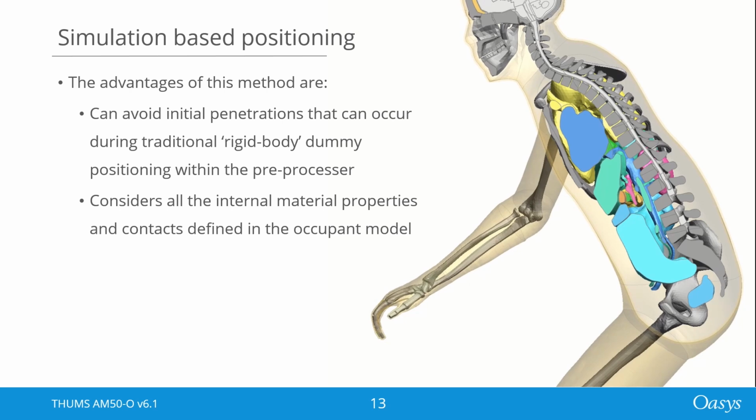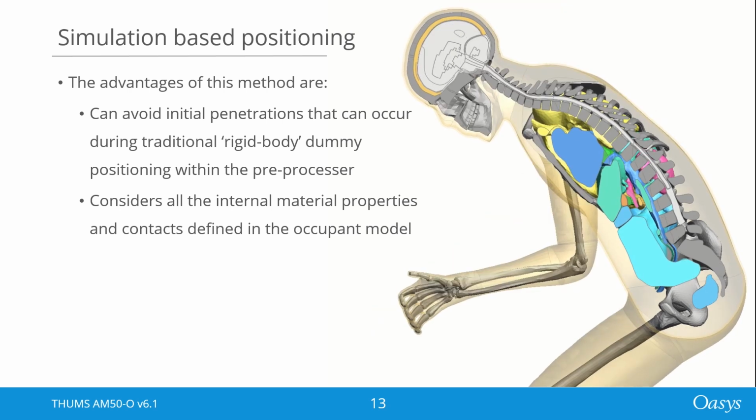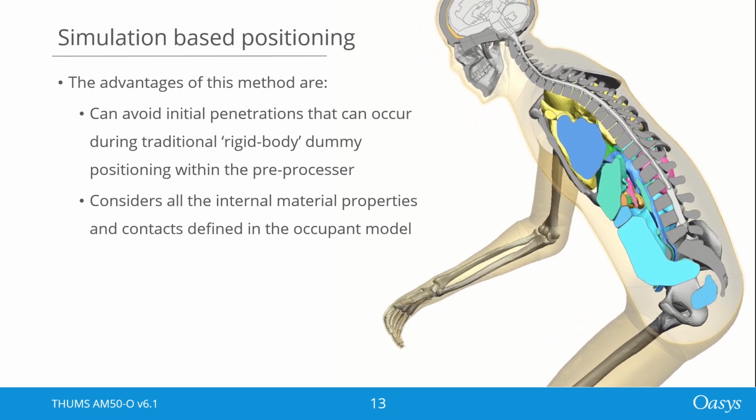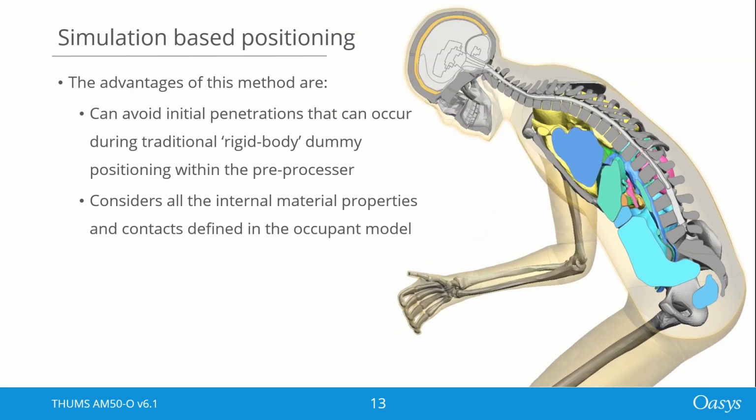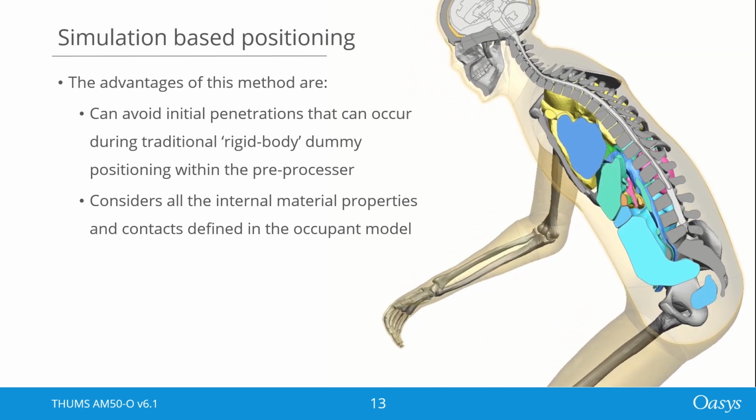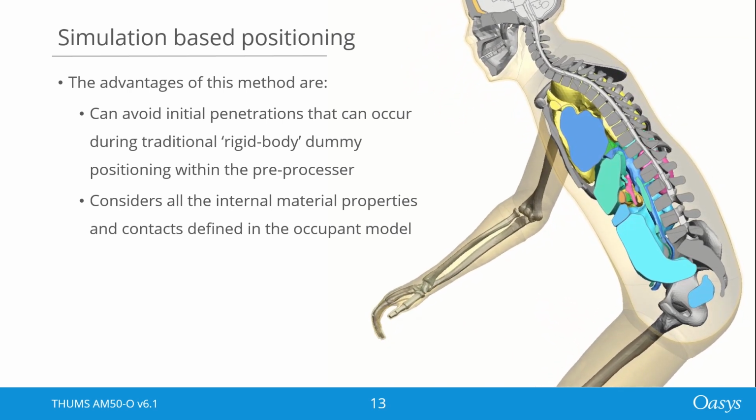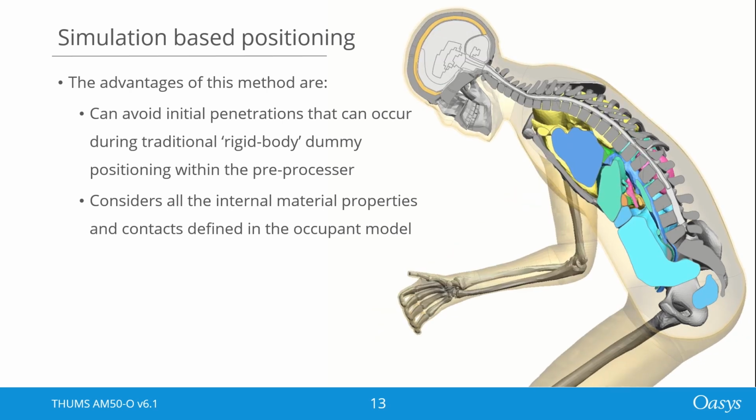Here we have an example of a positioning analysis. These have been easily created in Primer and then run in LS-DYNA. You simply specify your target positions, and Primer creates the cables required to pull the occupant into position within the analysis.